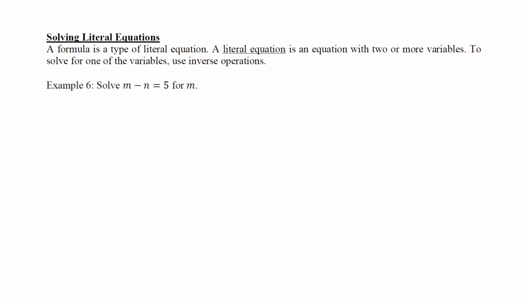So for this example, we want to solve m minus n equals 5 for m, which means we want to get m by itself on one side. To do this, we've got to get the minus n off of the left-hand side. And we're going to do that by adding n to each side. And that gives us m equals 5 plus n. And so now we have solved our equation for m.